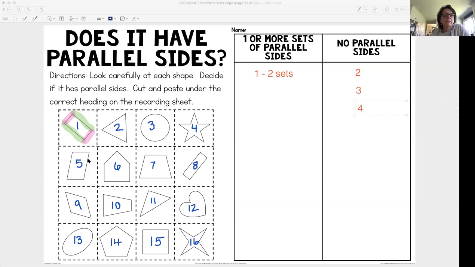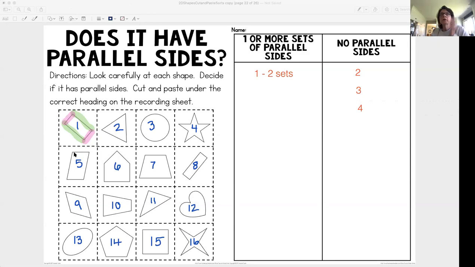Okay, let's look at number 5. All right, this looks like we might have found some parallel lines. Again, it's a 4-sided figure, so it's called a quadrilateral. It's also a polygon because it's closed and it has straight sides. Now, this does not have right angles, so it's not a rectangle.